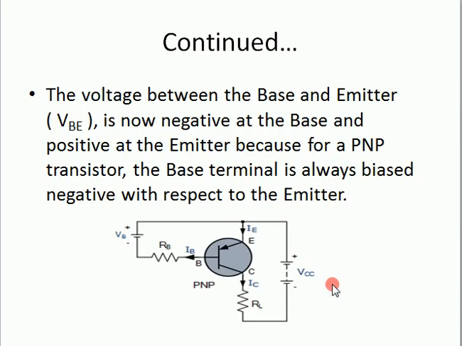Now here you see that there is the VCC, that is between the emitter and the collector, and here is the VB, base voltage, that is between the base and the emitter, and here the current is going into the transistor, so it is basically the PNP transistor. So the voltage between the base and emitter, that is VB, is now negative at the base and positive at the emitter, because for a PNP transistor the base terminal is always biased negative with respect to the emitter, because the emitter is positive and the base is negative.